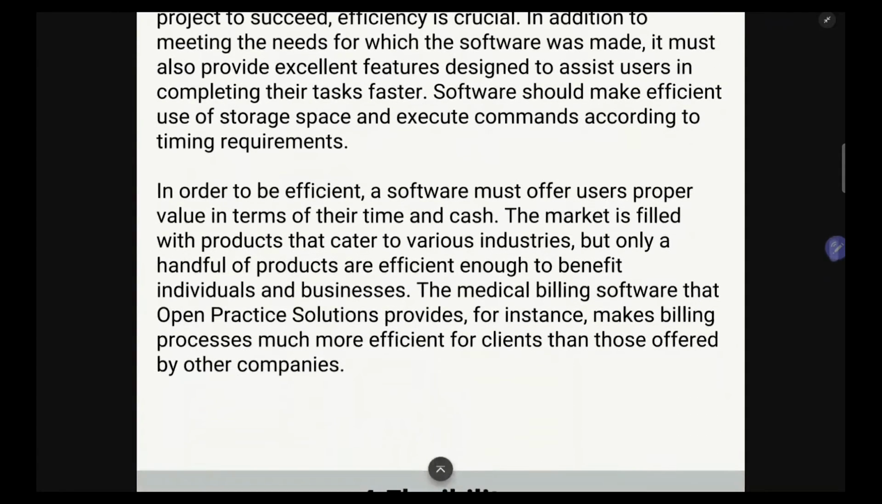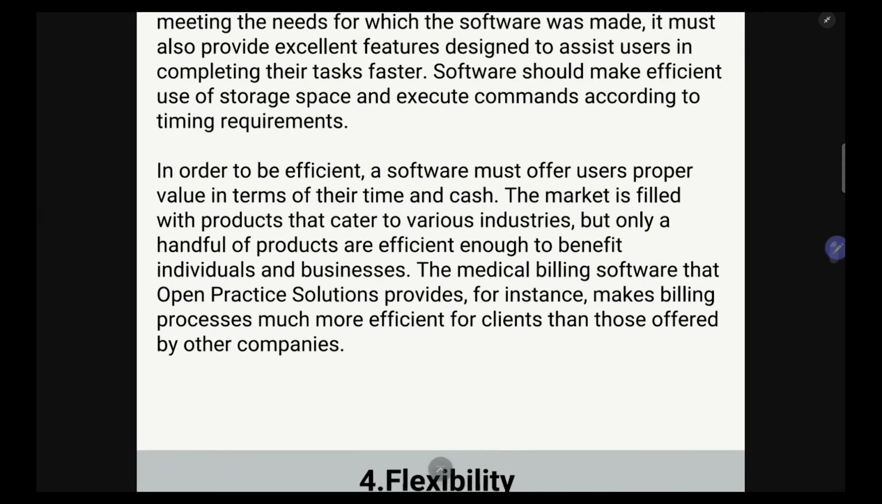In order to be efficient, software must offer users proper value in terms of their time and cash. The market is filled with products that cater to various industries, but only a handful of products are efficient enough to benefit individuals and businesses. The medical billing software that Open Practice Solution provides, for instance, makes the billing process much more efficient for clients than those offered by other companies.